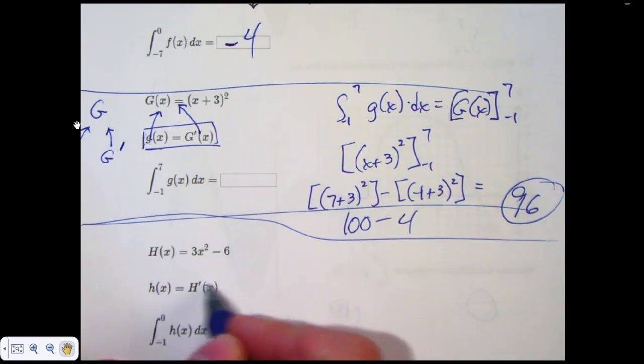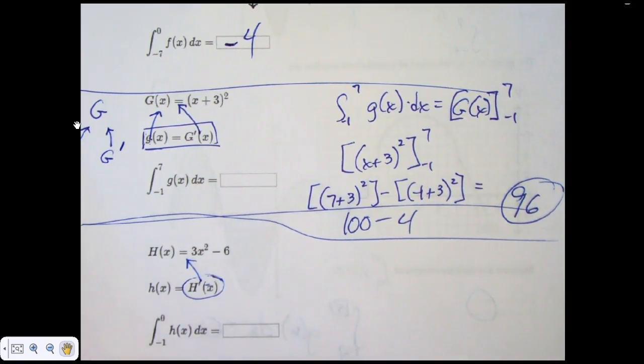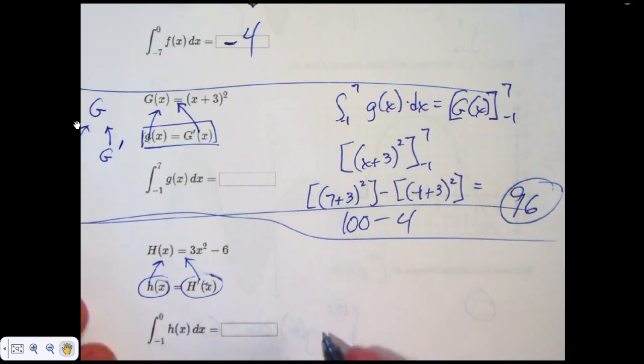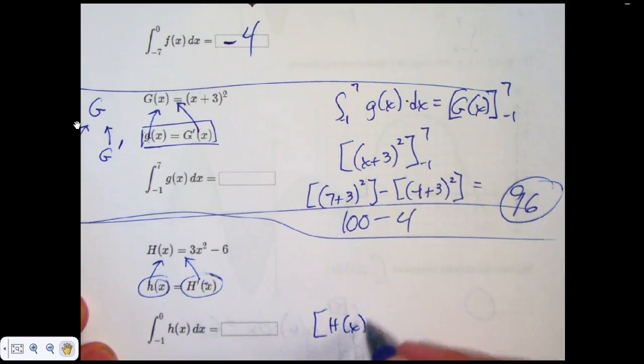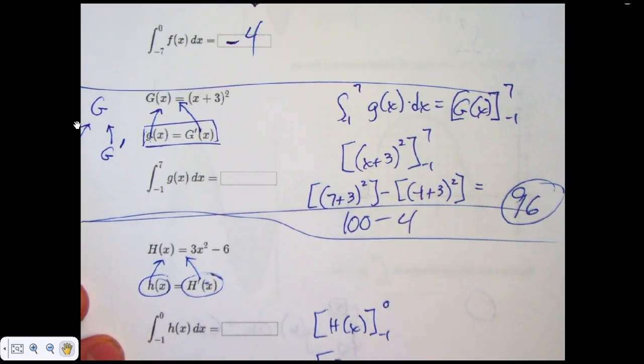So to get from h prime to h, I have to go up a level, that means integrate. And little h is the same as h prime, so to get from little h to capital H, I also integrate. So when they tell me here to integrate little h, that means that I end up at capital H from -1 to 0. Capital H is 3x squared minus 6 from -1 to 0.